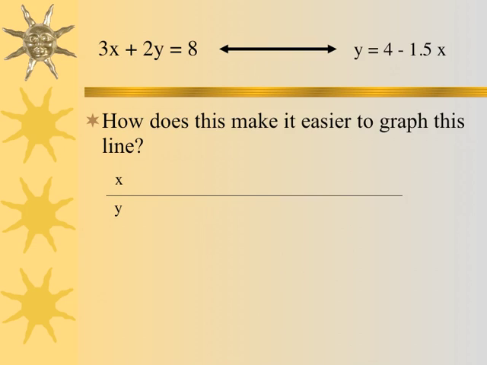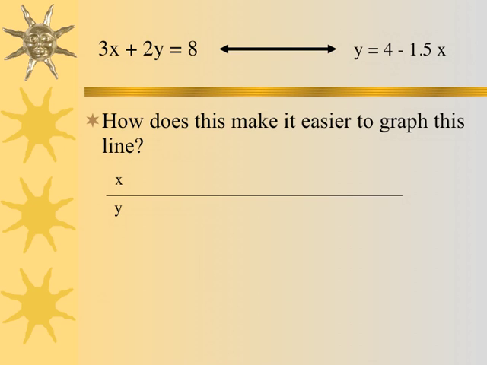How does this help? Well, first of all, let's remember that these two equations, although they look very different, have the same solutions. Remember that when we apply the properties of equality, do the same thing to both sides of an equation, we change the look of the equation, but not the solutions to it. So if I were to graph all the solutions to 3x plus 2y equals 8, and graph all the solutions to y equals 4 minus 1.5x, they would be the same.